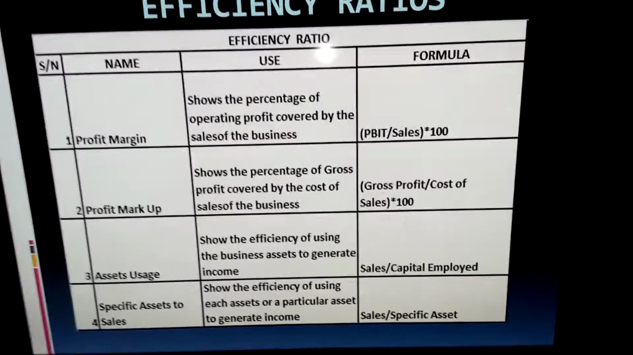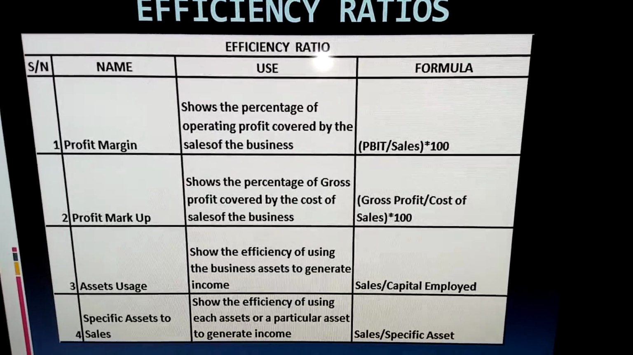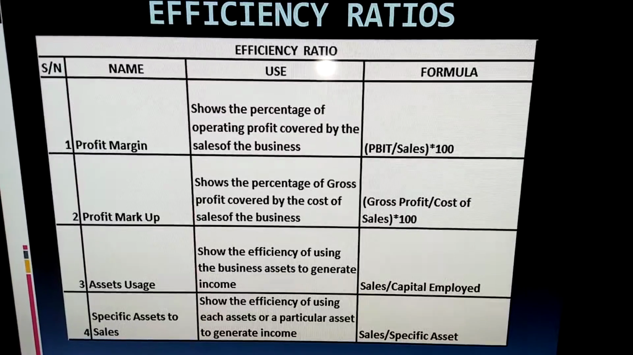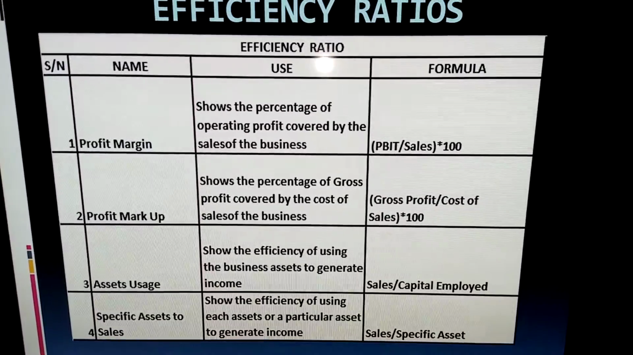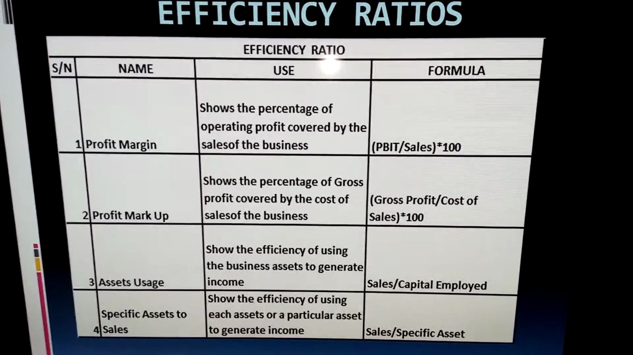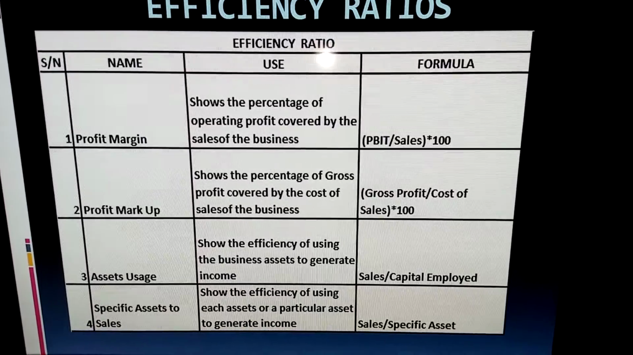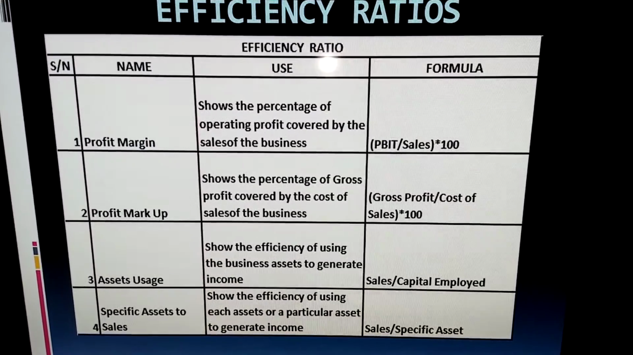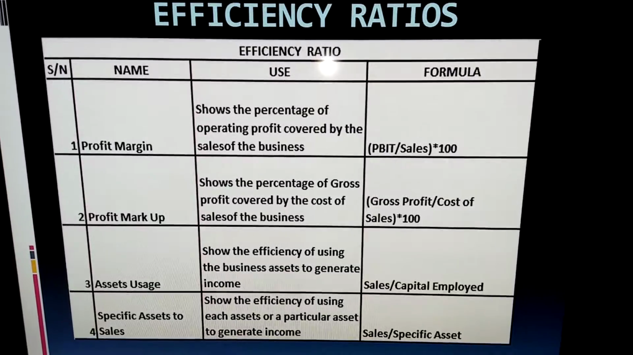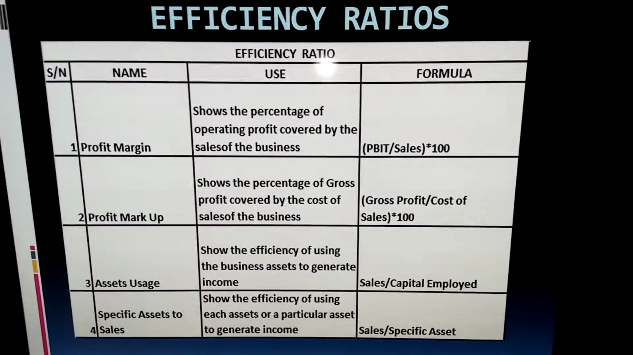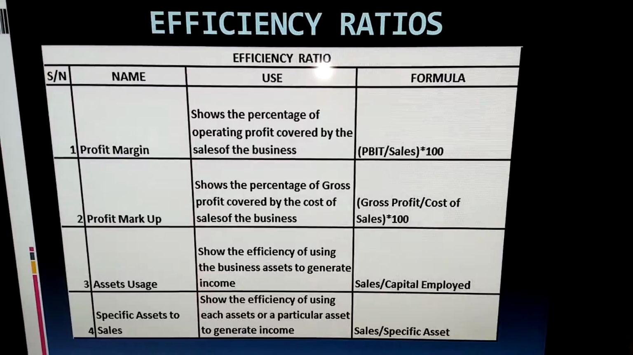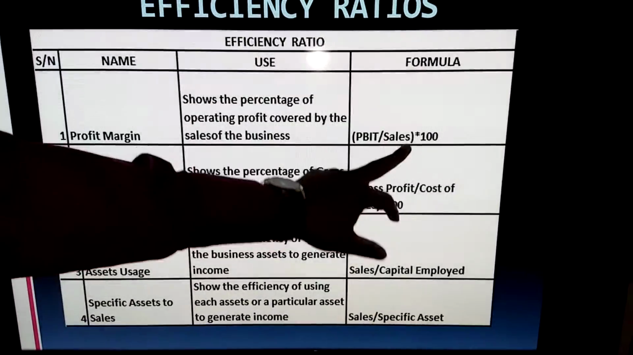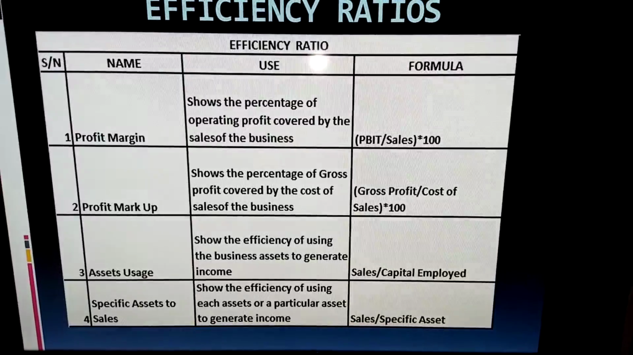Okay, profit margin. Basically, we're saying your profit that you made in a particular year, what percentage is it of the sales? Okay, so if your sales is 10 billion, the profit that you declared operationally, what's the percentage of that profit in your sales? That we call profit margin. So we say profit before interest and tax over what? Sales times 100 over 1, measured in percentage.